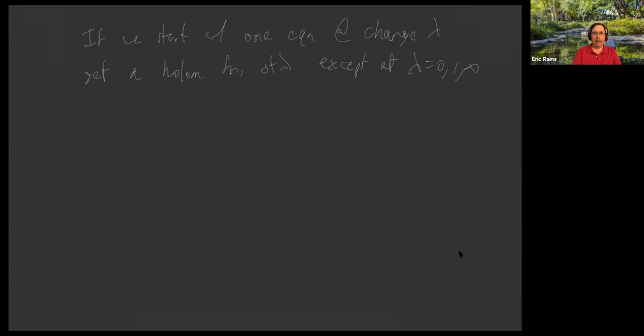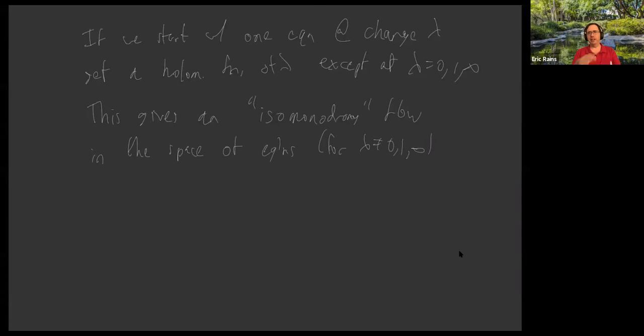Okay, and this gives us a flow, an isomonodromy flow, in the space of equations, where we basically include lambda as an extra parameter. So this is now a 3-dimensional space, and we're flowing as lambda flows.